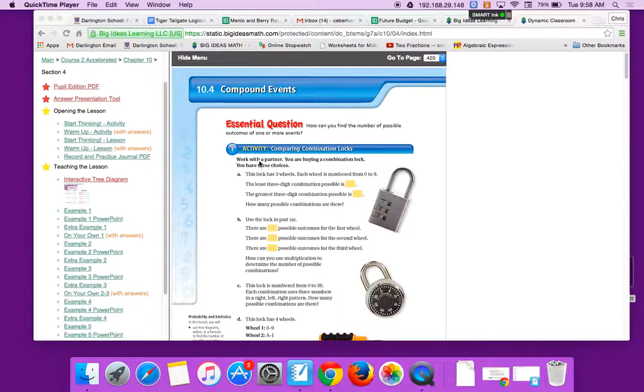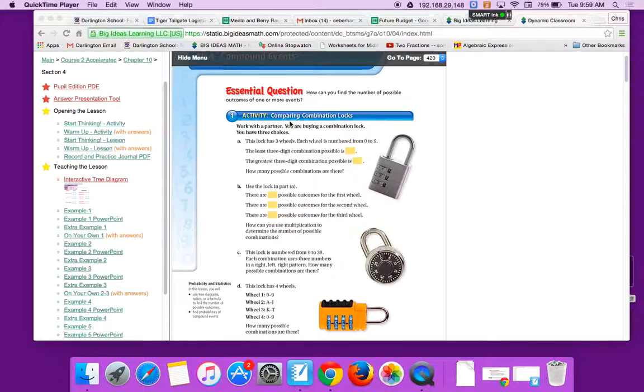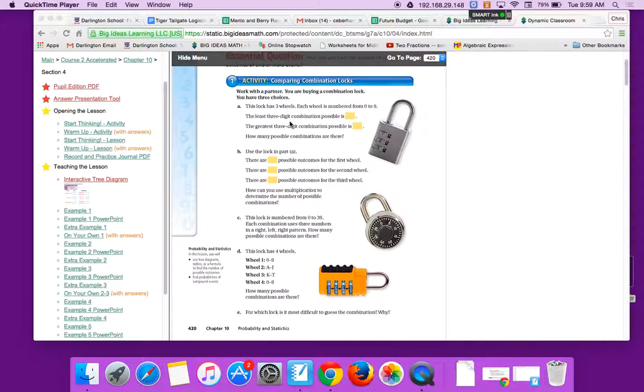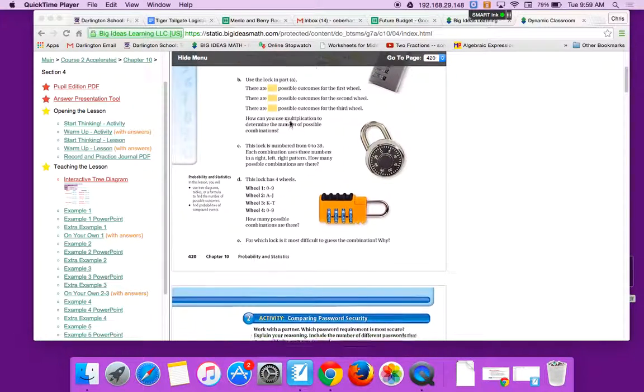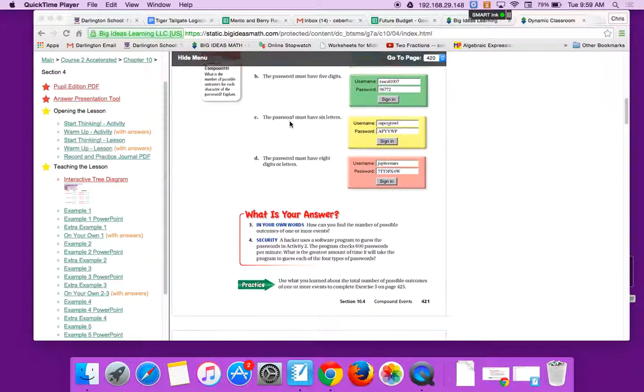All right, this entire lesson's all about compound events. We did this little activity in class, got to look at these locks and which one is actually the best possible lock based on the number of outcomes for each individual digit or letter. So that was kind of fun. Hopefully y'all got to see something out of that.